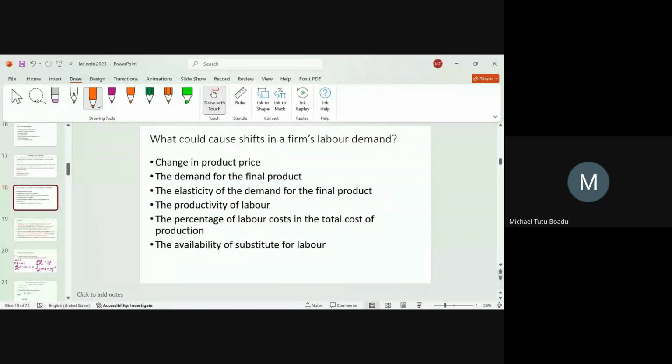So what are the factors that cause a shift in the labor demand curve? Just as we examined in principles the factors that shift the demand curve, the same thing applies here. Factors that shift the labor demand curve. So, changes in product price. If you are using labor to produce mobile phones and the price of mobile phones is increasing, then you will employ more labor. If the price of mobile phones is decreasing, then you will reduce labor.